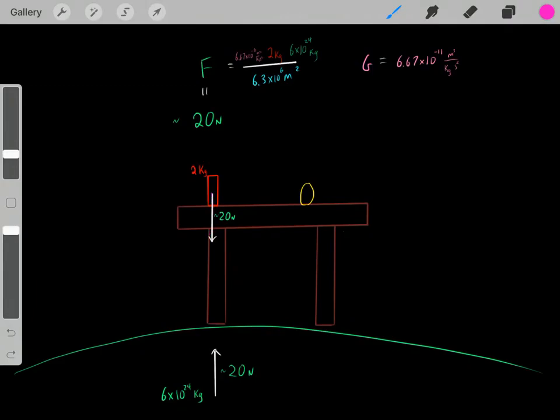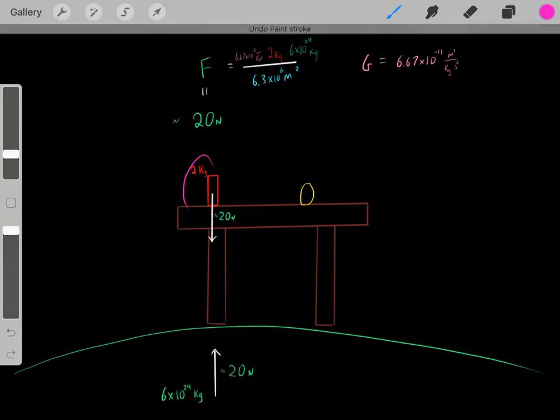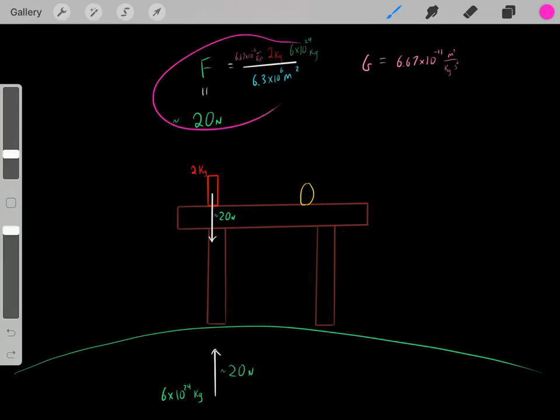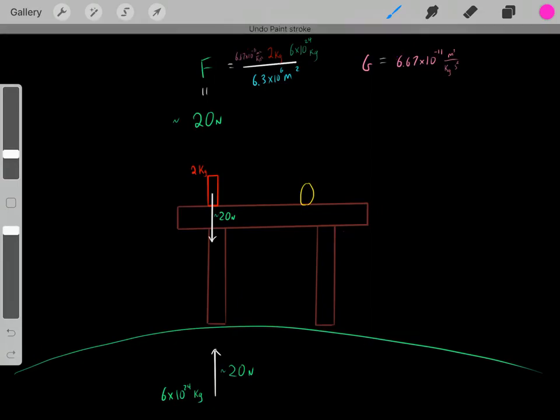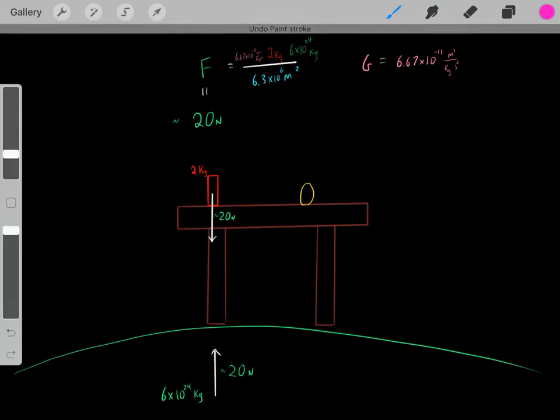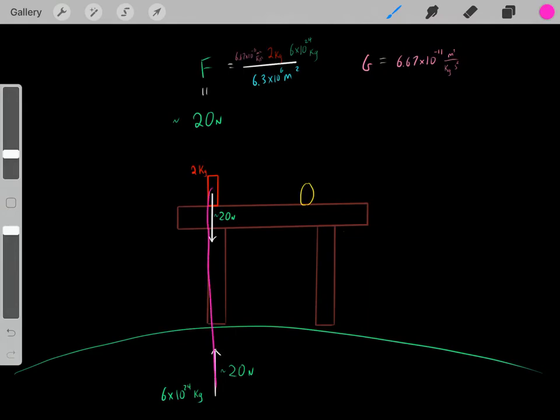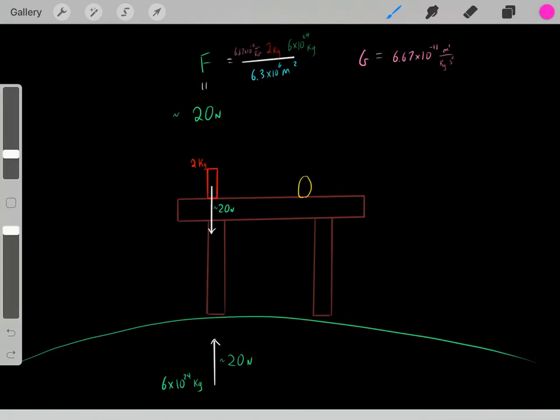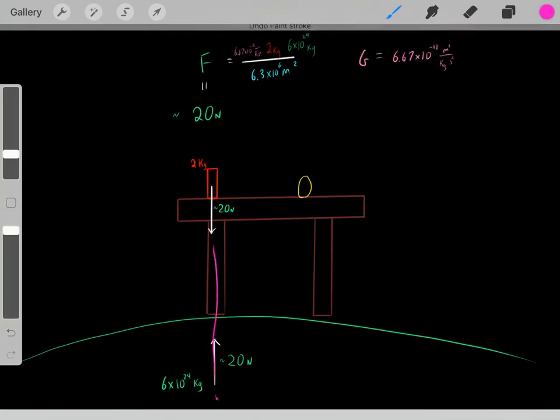They're going to feel forces towards each other, these equal and opposite forces. How do we determine the magnitude of that force that both of these objects feel? Well, again, we can just simply use this equation and plug in our values. G is just a constant. We have a 2 kilogram book and this 6 times 10 to the 24 kilogram earth. And then we would also need to know the distance between them, the distance between the center of this book and the center of this earth.